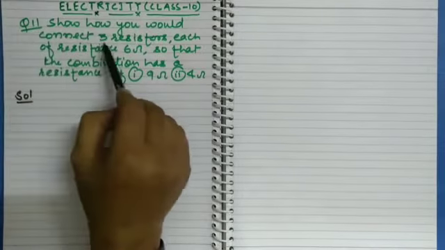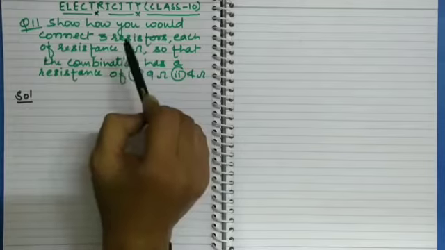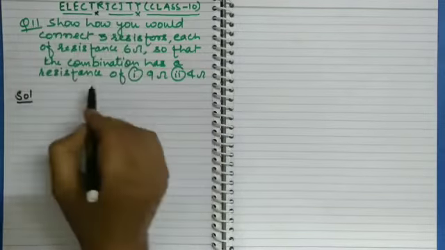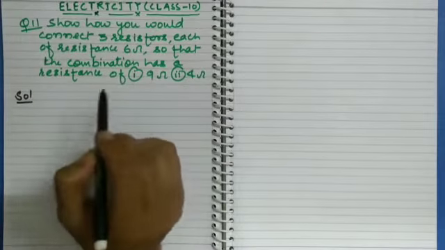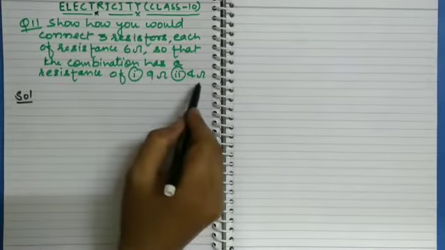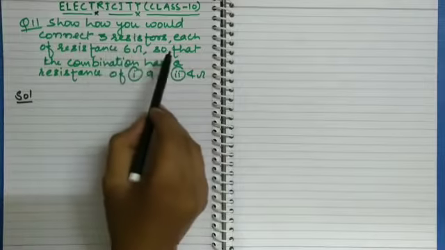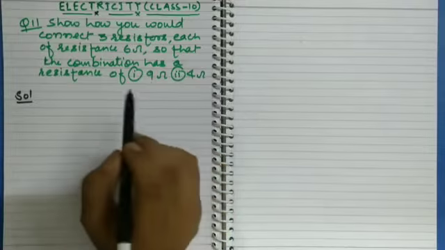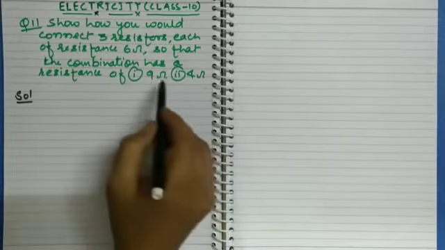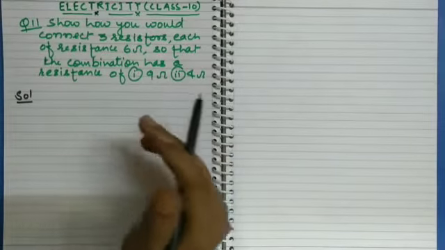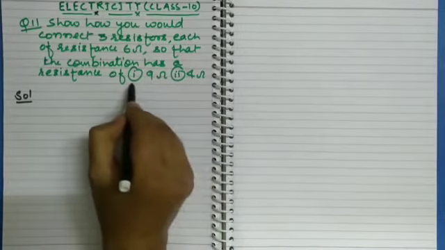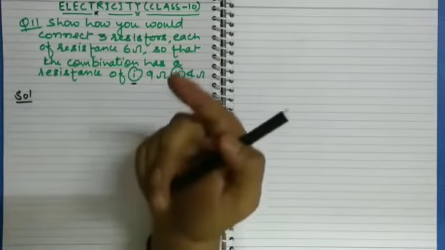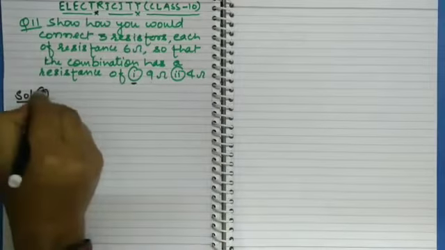The question is, question number 11: three resistances are given, each of 6 ohm. How can you combine these resistances so that the resultant resistance will be 9 ohm and 4 ohm? If we combine all three in series or parallel, we can't get 9 ohm and 4 ohm.